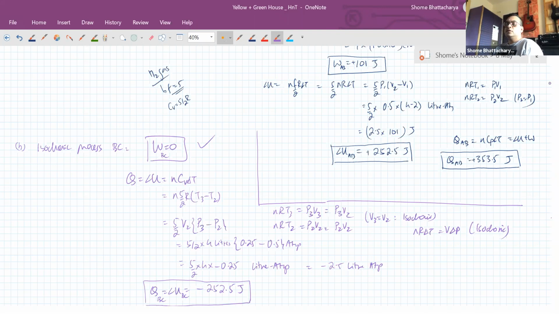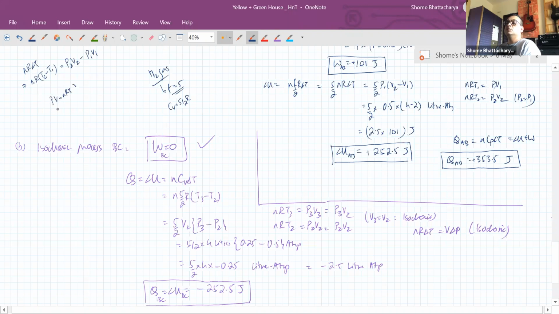So you have to have this kind of clarity and where to apply what formula, and also how to use the equation of state PV equal to nRT all the time. Okay, so remember that in any expression, if we are using nR delta T, so that is nR into T2 minus T1, it will always be written as P2V2 minus P1V1 because PV equal to nRT is being used.